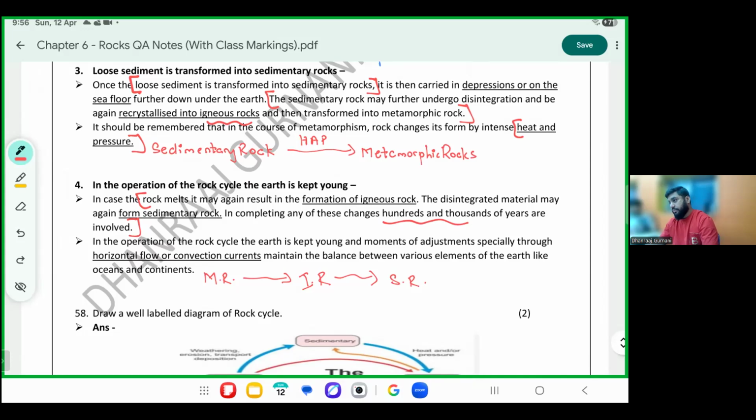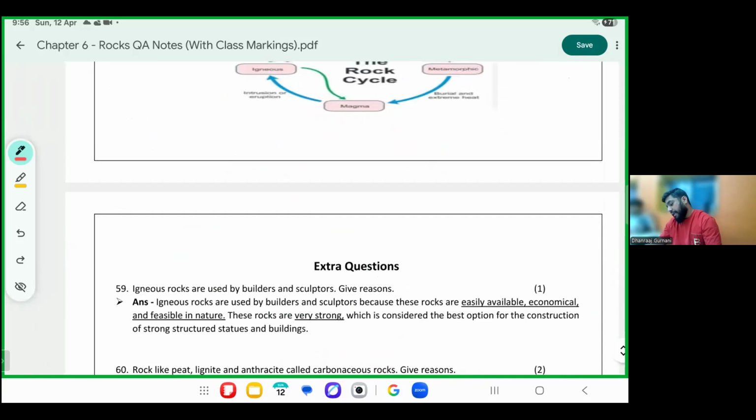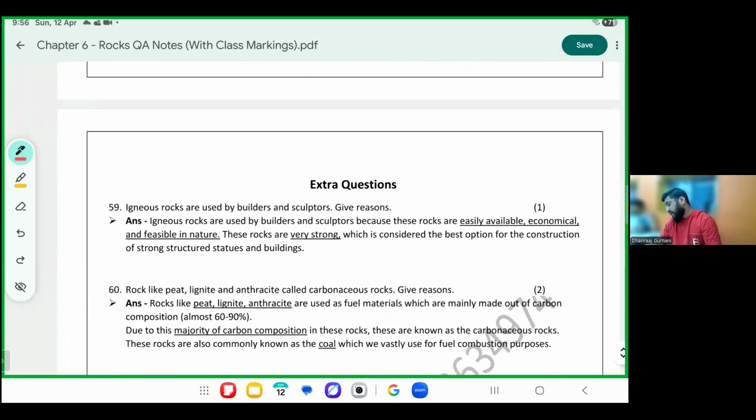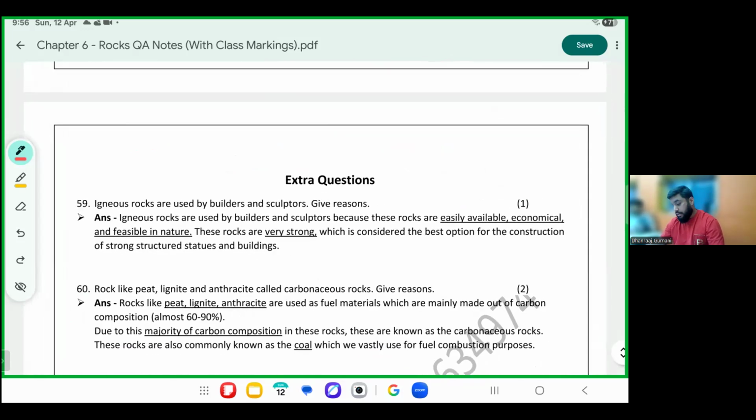Igneous rocks are used by builders and sculptors because igneous rocks are very easily available, economical, and feasible in nature. These rocks are very strong, which is considered the best option for construction. There are some important extra questions. Please mark advantages.